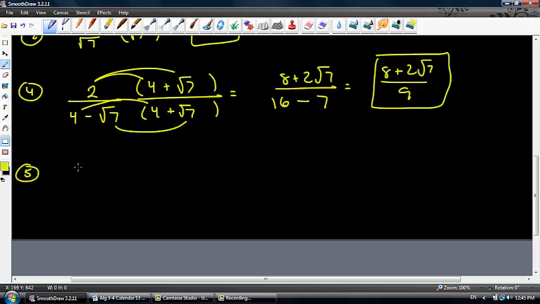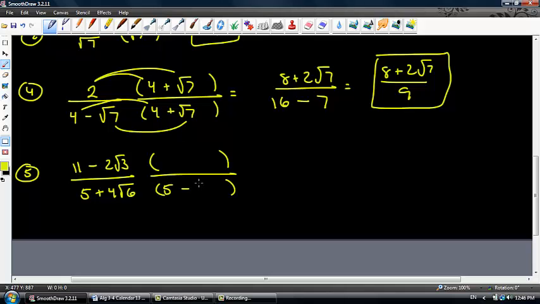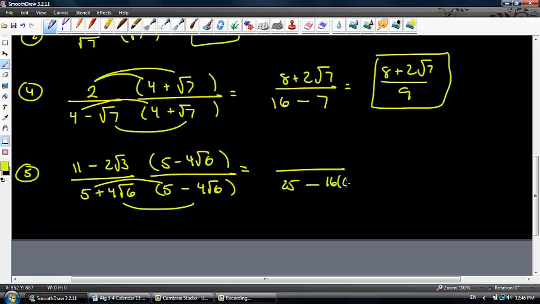Let's try another one. If I have, say, 11 minus 2 rad 3 over 5 plus 4 rad 6, I'm going to multiply the top and bottom by 5 minus 4 rad 6. So let's take care of the bottom. We've got 25 minus, well, that is 16 times 6.